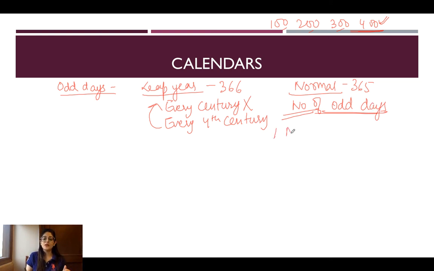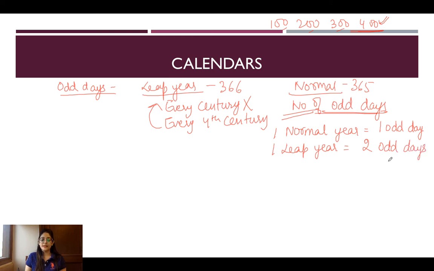Firstly, एक normal year के अंदर होता है 1 odd day. Okay, then 1 leap year के अंदर होता है 2 odd days. Then in 100 years, अब हम इकट्ठे 100 years ले रहे हैं, 100 years के अंदर होते हैं 5 odd days. 200 years के अंदर होते हैं 3 odd days.